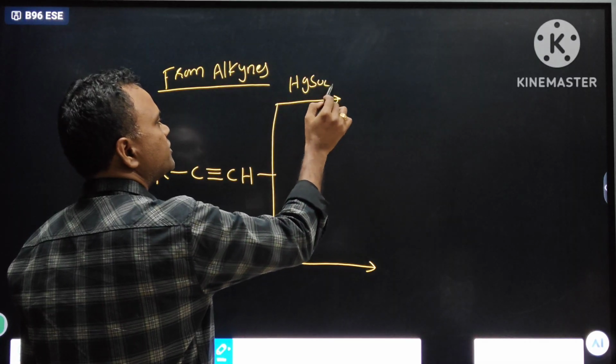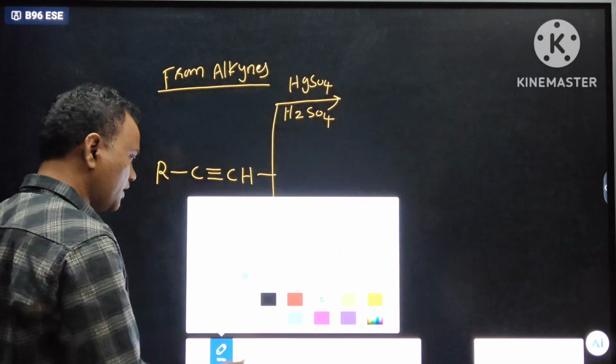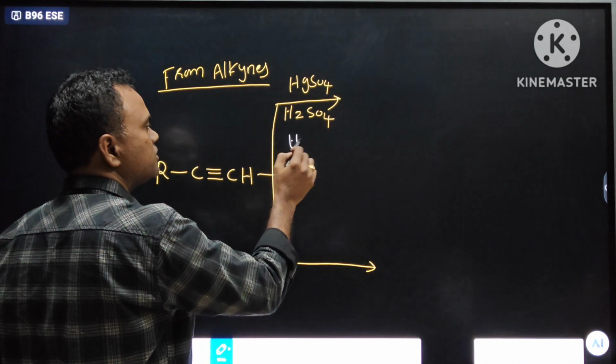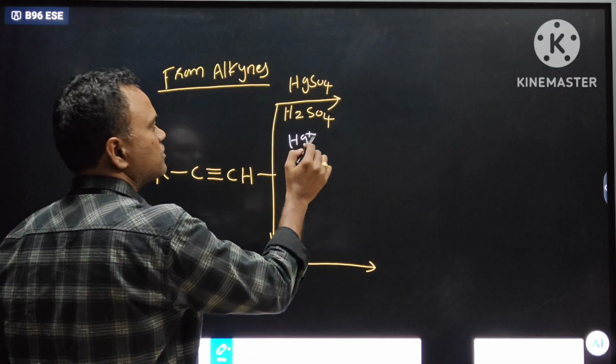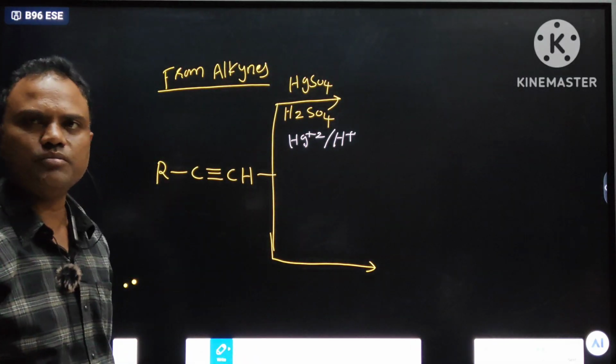HgSO4, mercury sulfate, H2SO4. This reagent is also represented like this, Hg2+ followed by H+. Both are the same representations.